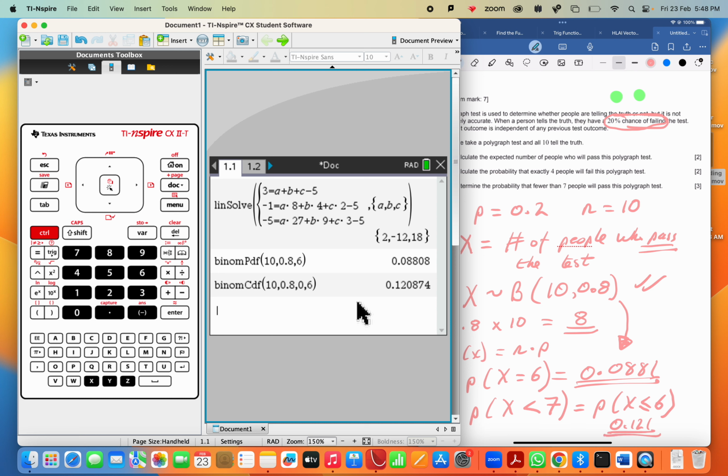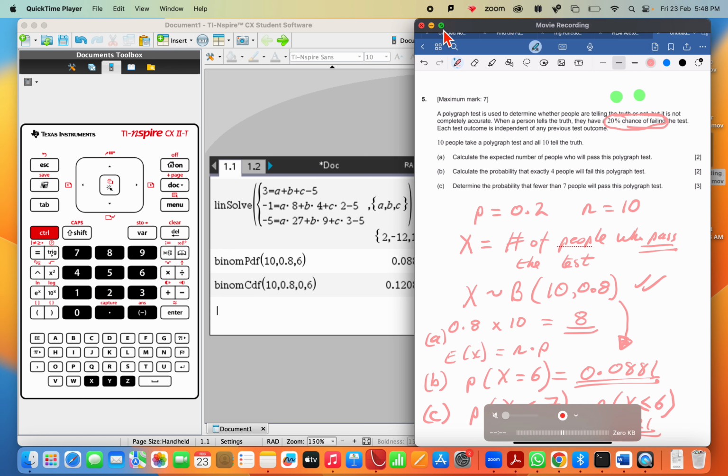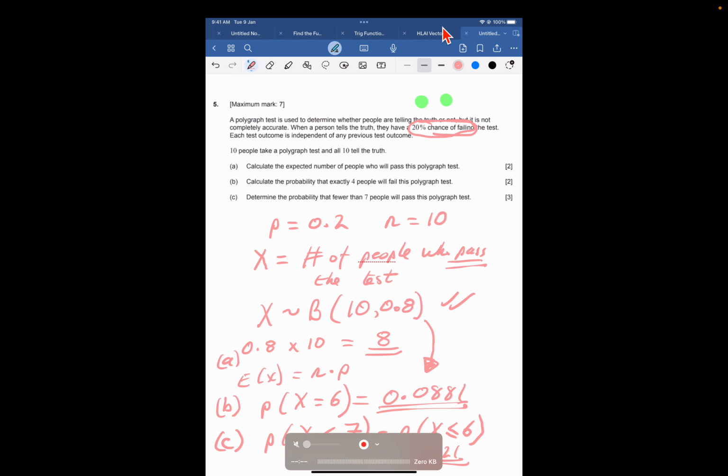All right, so the secret there is kind of thinking, well, what's all the information given in this question? It says there's 10 people. So that's kind of a big clue that it's probably binomial. But then it's a case of is P 0.2 or 0.8? And that really all depends on how you set up your variable.